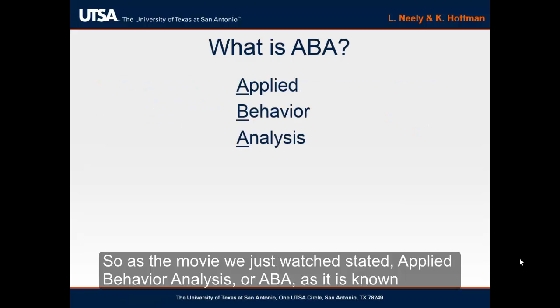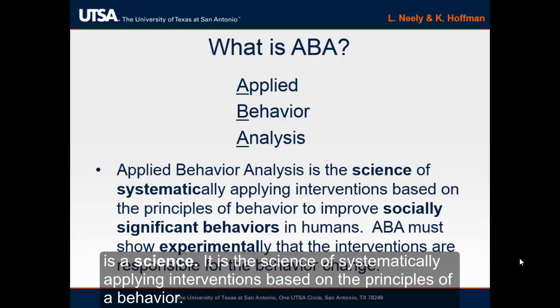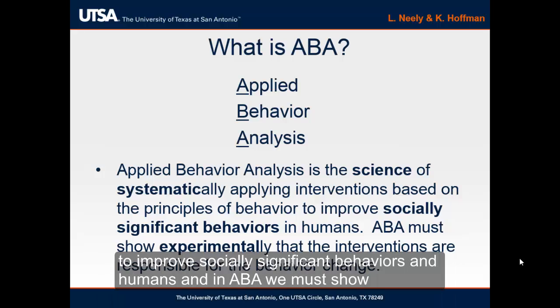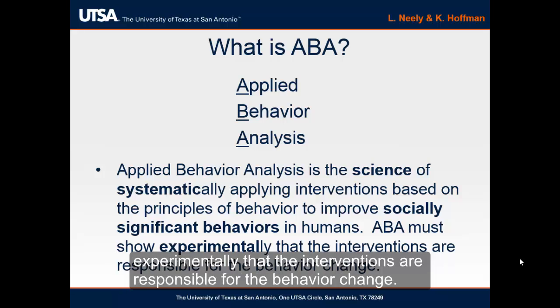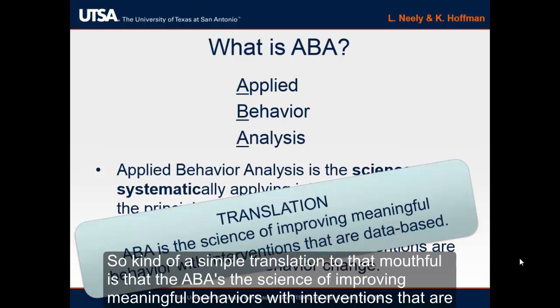So as the movie we just watched stated, Applied Behavior Analysis, or ABA, as it is known, is a science. It is the science of systematically applying interventions based on the principles of behavior to improve socially significant behaviors in humans. And in ABA, we must show experimentally that the interventions are responsible for the behavior change. So kind of a simple translation to that mouthful is that ABA is the science of improving meaningful behaviors with interventions that are data-based, that we know work.